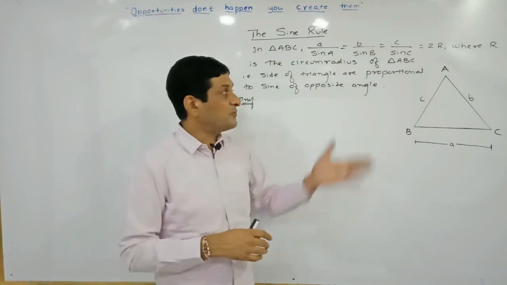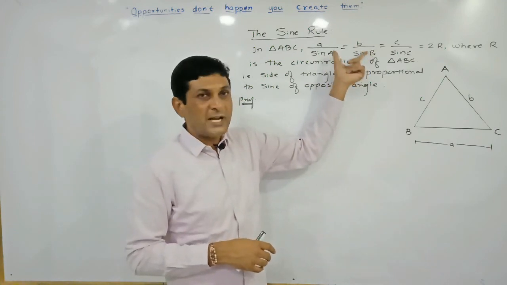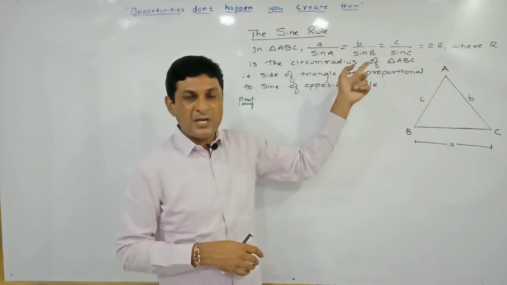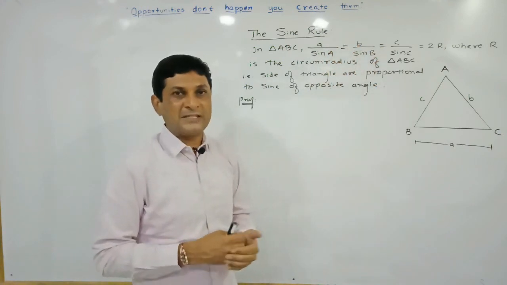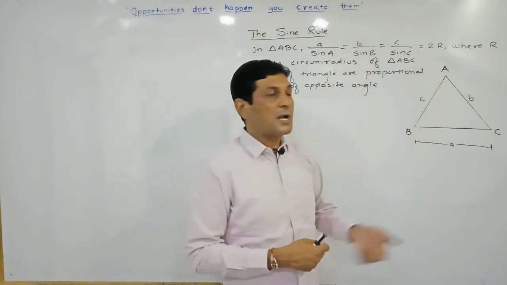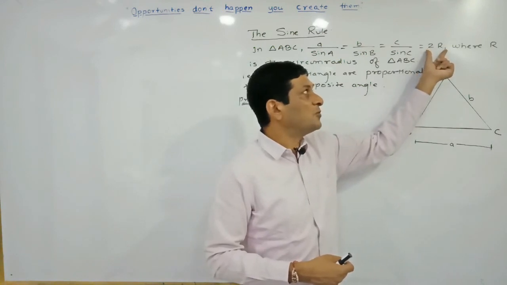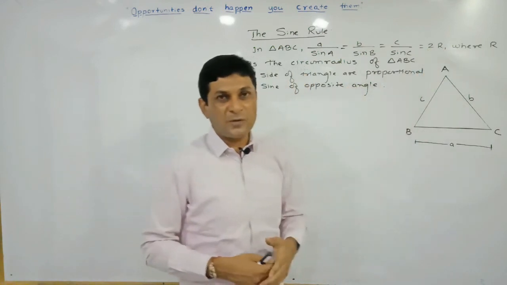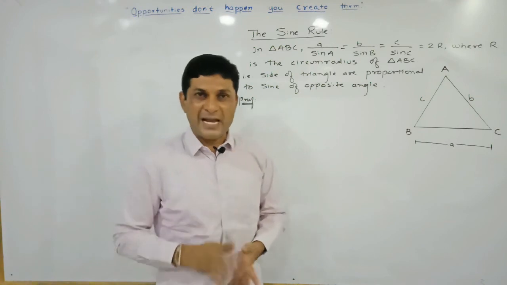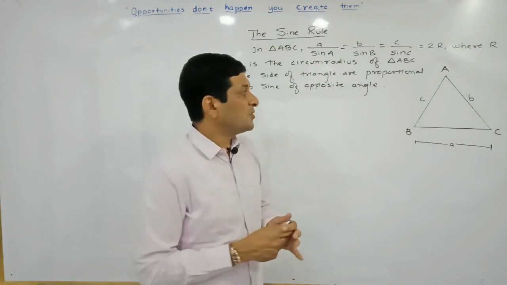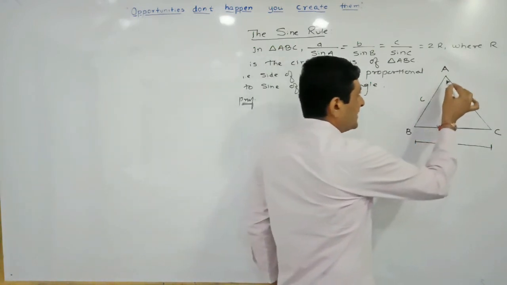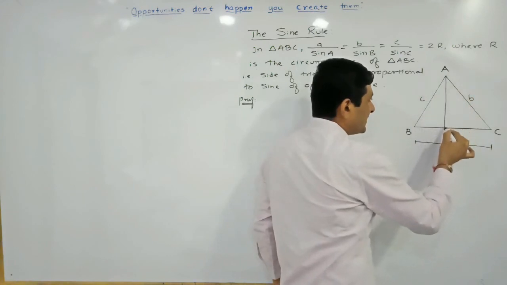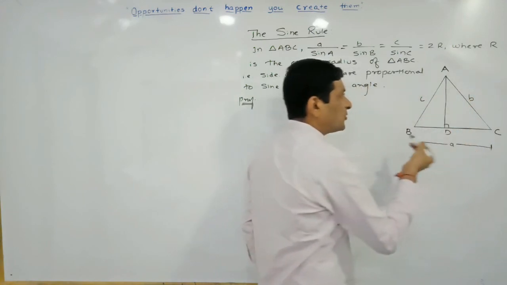And later on, first we will try to show that a upon sin A is equal to b upon sin B is equal to c upon sin C, and in the second part we will try to show that its value is equal to 2r, where r is nothing but the radius of the circumcircle of this triangle ABC. Okay, so here in this triangle ABC, let AD be perpendicular to BC.